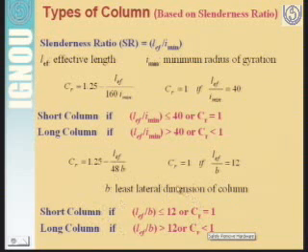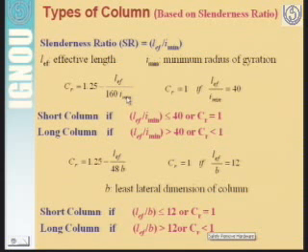But this definition or classification is true for rectangular or circular columns. When we talk about columns which are non-rectangular or non-circular, we cannot find this least lateral dimension there. So another thing comes into the picture. Instead of the least lateral dimension, we take the minimum radius of gyration.